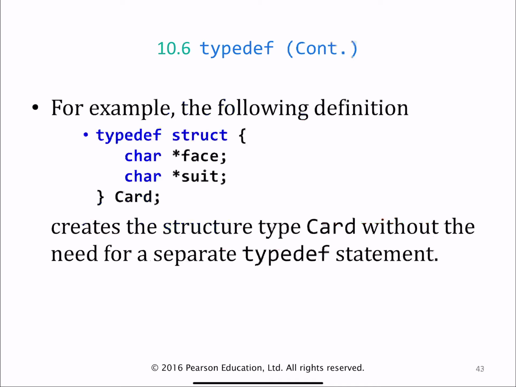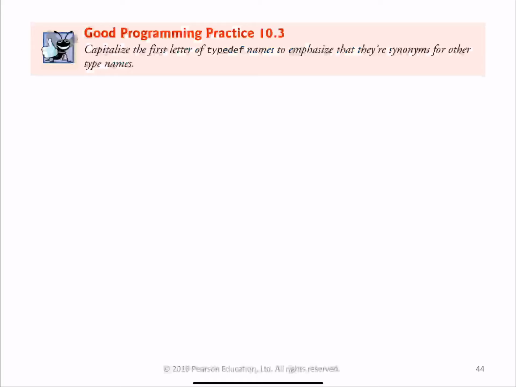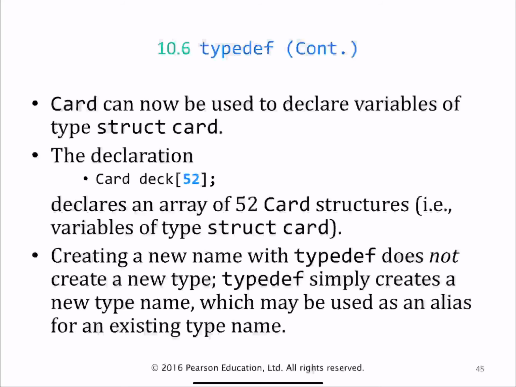And you can do that while you're defining a structure like this. You can skip the use of the structure tag name, lowercase card with a lowercase c. You can do it like this in one go. So basically just add the typedef keyword before struct and put the name that you want to give your new type after the curly braces, before the semicolon. And what we typically do is we capitalize the first letter of typedef names to emphasize that they actually mean something else underneath.